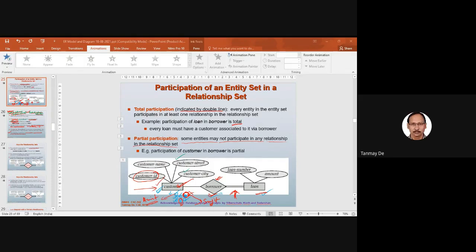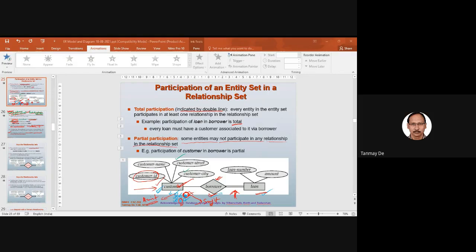Now, why do we go for that example? Because what is the relationship set and what are the participating entity sets? To remember, the combination of the primary keys of the participating entity sets forms the super key of a relationship set. So in the borrower relationship set, what are the participating entity sets? Customer and loan. Suppose the relationship set is the borrower relationship set.